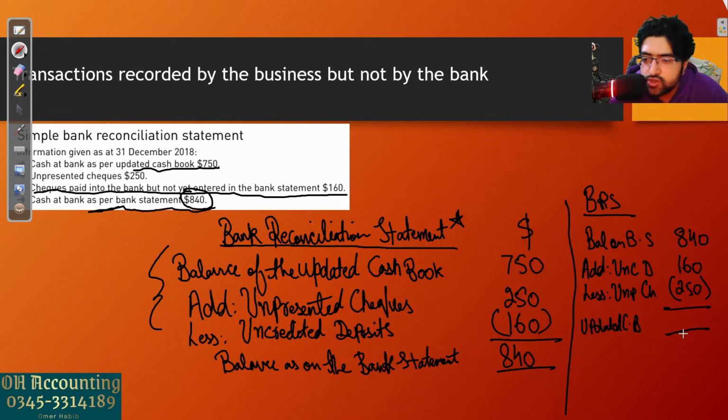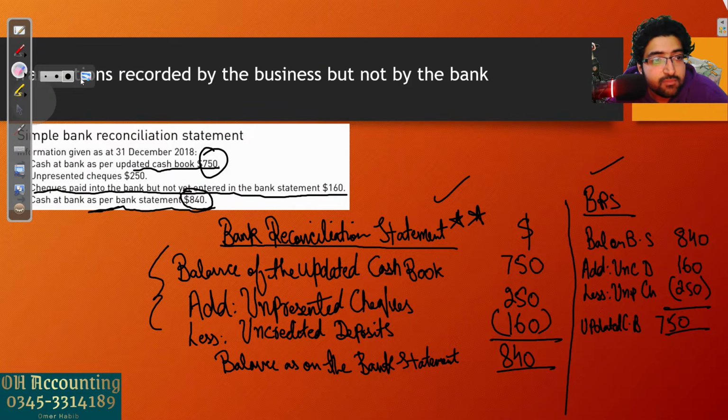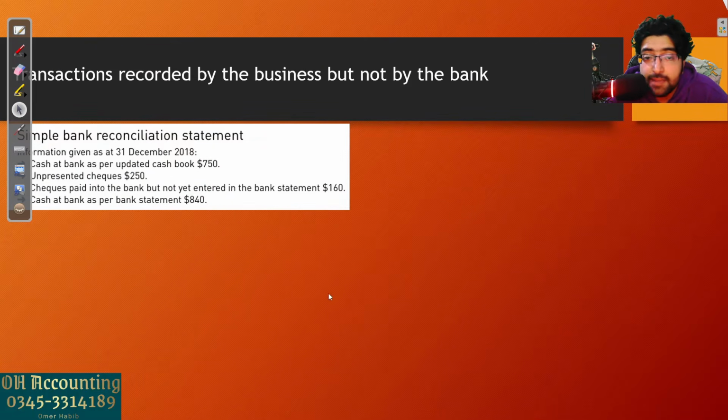cash book. You can use your calculators and check. Let me also check. So 840 plus 160 minus 250 gives us 750, which is the balance of the updated cash book. So you can do it using both ways, but they might ask you to start with the balance on the bank statement. Then you will have to do this and use this format. Otherwise this one is fine, you can use it for every question. Okay? Erasing this and moving on to the technical example now.